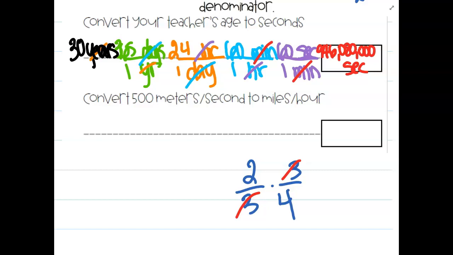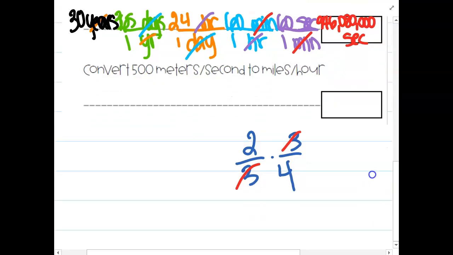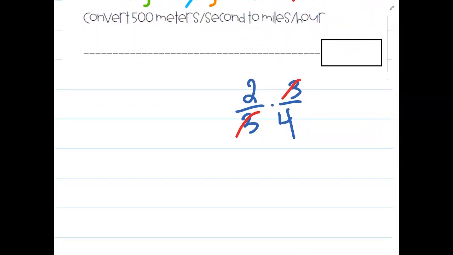Okay, let's try one that has 2 units, because these are the ones that are a little bit trickier. So if we want to convert 500 meters per second to miles per hour. Now, the last one was just 30 years. It wasn't a rate. A rate, remember, has 2 quantities. That just had 1. This is a rate because we're talking about 500 meters per second.